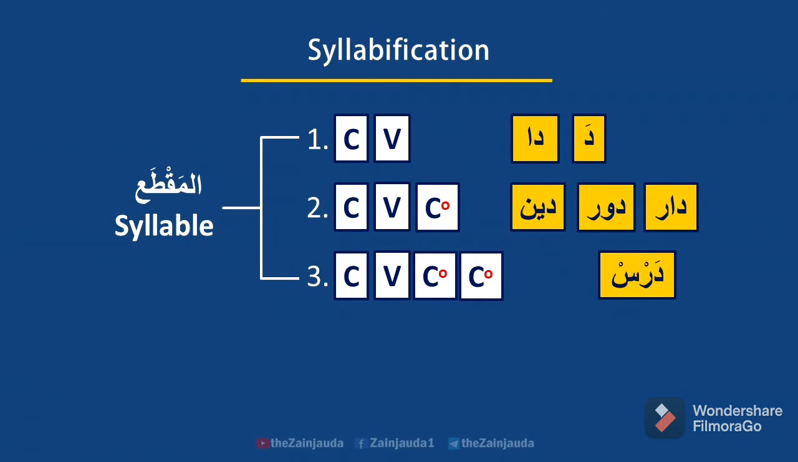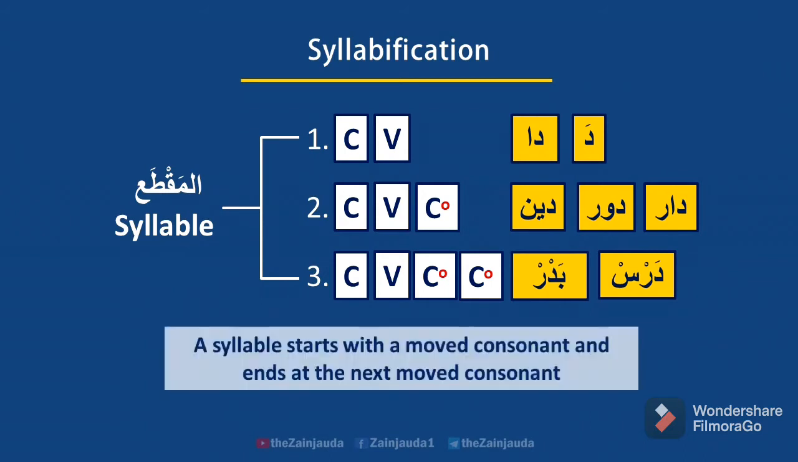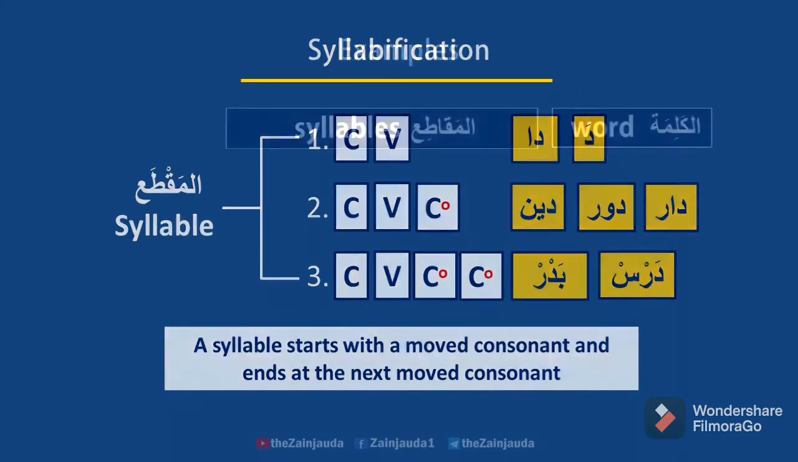Dars means a lesson. A second example is badr, and here also we have ba, dal, ra, three consonants. Only the first one is moved with a haraka, with a fatha, and it is a word of one syllable, badr. Badr means moon. So let's make it short and simple by putting it in one phrase. A syllable starts with a moved consonant and ends at the very next moved consonant. Let's have examples of it to make it clearer.